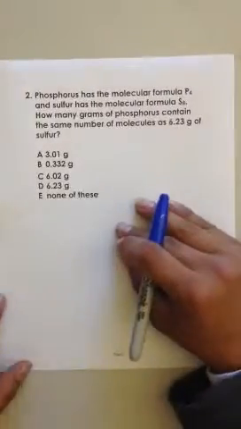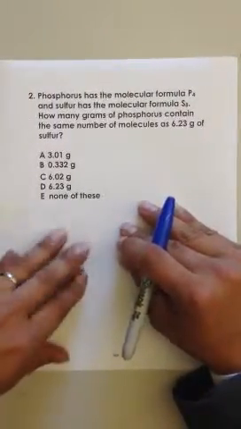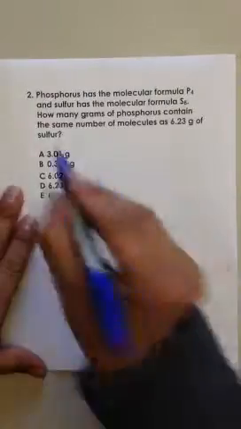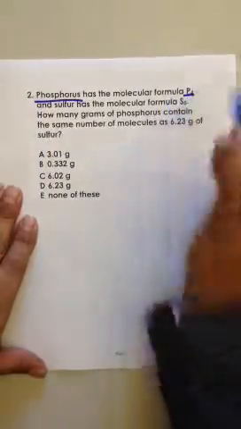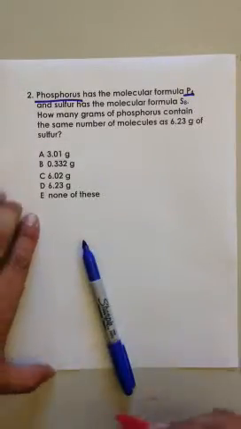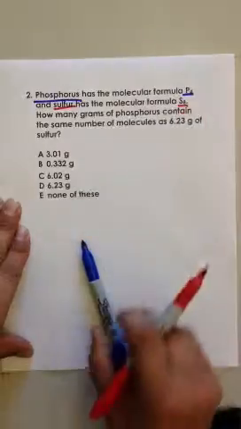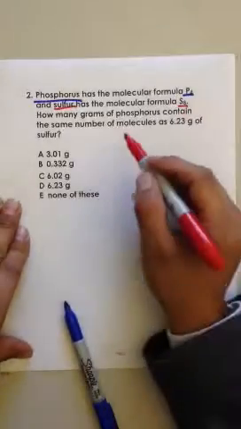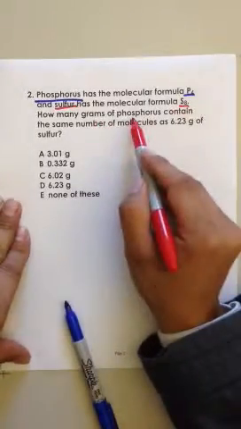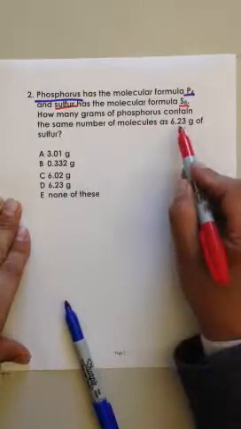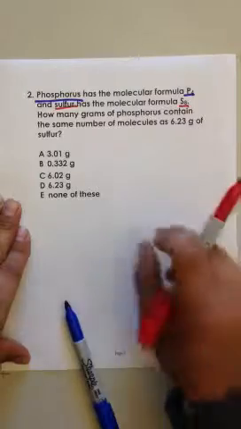All right, number 2. So phosphorus has the molecular formula of P4. So when we talk about phosphorus, we mean P4. And sulfur has the molecular formula of S8 in this particular case. Okay, so they're giving us a definition. How many grams of phosphorus contain the same number of molecules as 6.23 grams of sulfur?